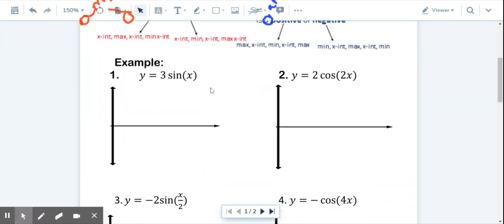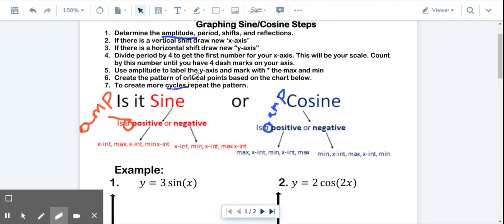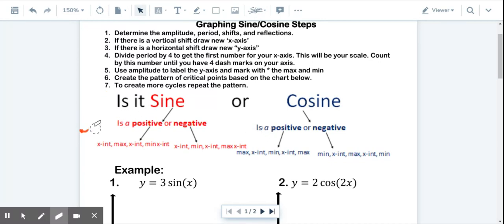So we're going to start with this example. y equals 3 sine x. Our first step is to determine amplitude, period, shifts, reflections. The amplitude, you will always have an amplitude, and it is not the number in front of sine or cosine. If there is no number there, your amplitude is 1. We do have an amplitude here, so our A is 3. So our amplitude is 3, and it is positive 3.